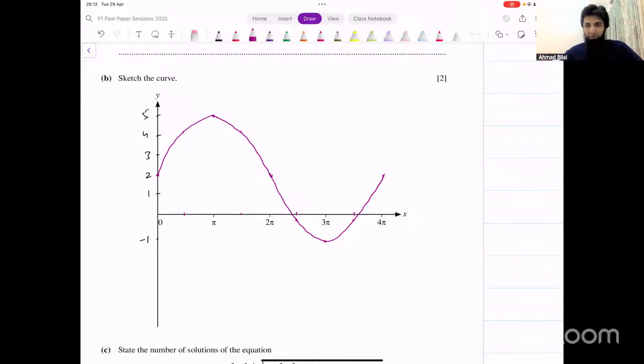Okay, any problem with this? Any questions, anyone? Sir, yes. Can you explain how we can do this without the use of a calculator, the graph?